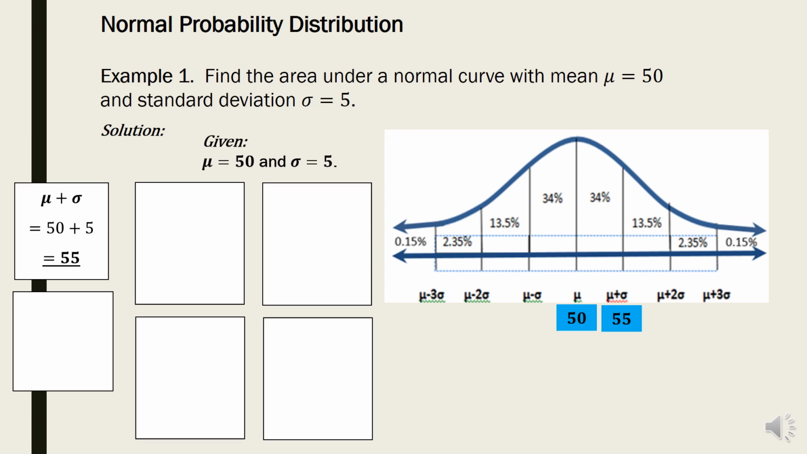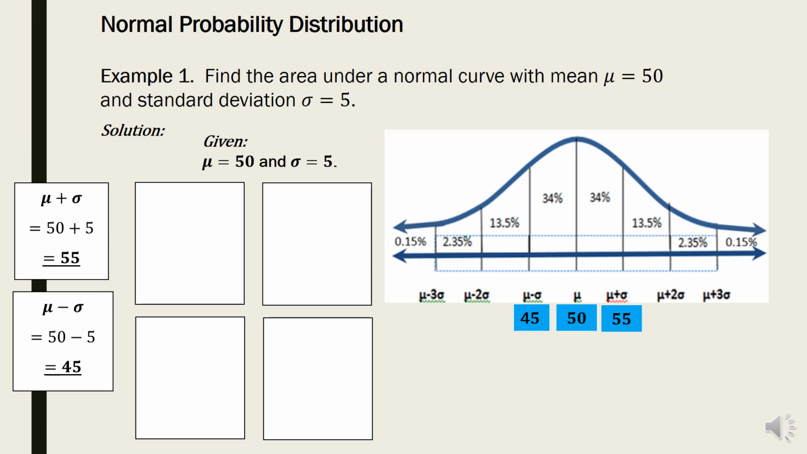Then let us now identify the value of one standard deviation below the mean. So we have mu minus sigma. Substitute the values. Then the result is 50 minus 5 is 45. So we have now one standard deviation below the mean, which is 45.